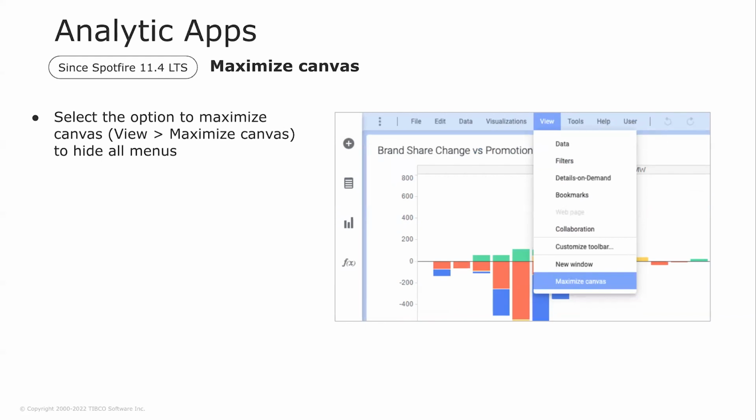Maximize Canvas was also released recently, and it enables you to expand the size of the visualization canvas and hide all menus. So you get a full-screen analytic app experience.